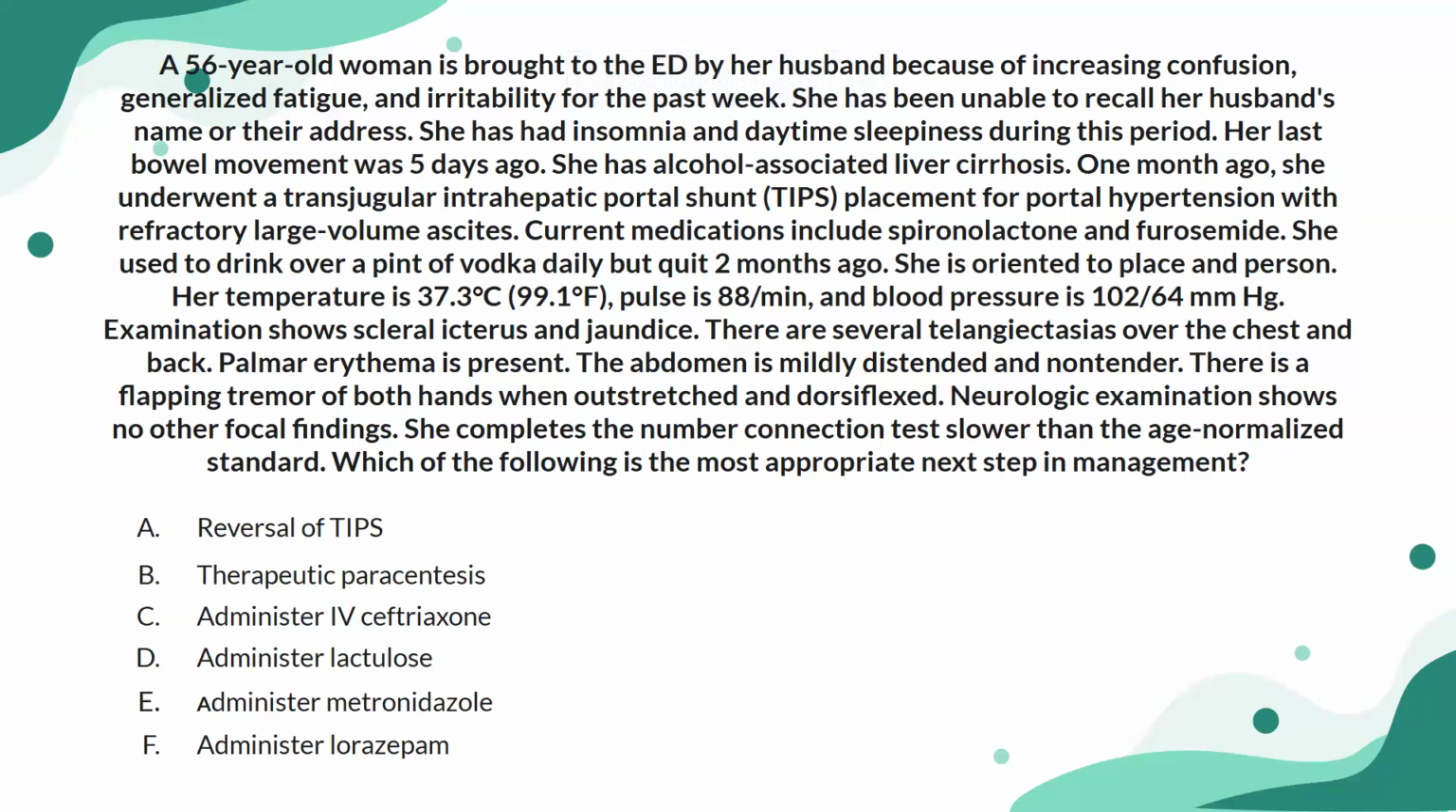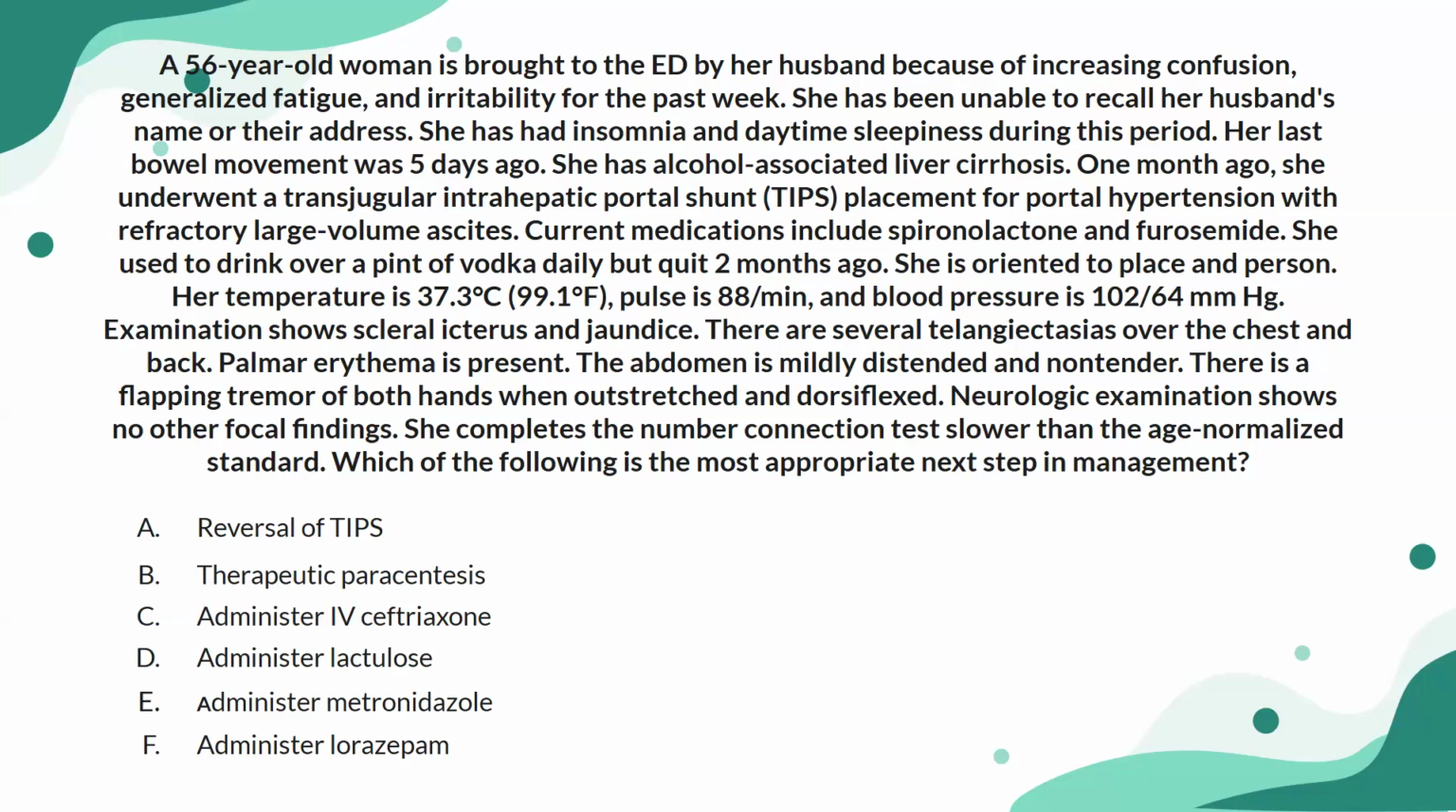1 month ago, she underwent TIPS placement for portal hypertension with refractory large volume ascites. Current medications include spironolactone and furosemide. Yeah, that's usually one of the first line medications given for this condition. She used to drink over a pint of vodka daily, but she quit 2 months ago. She is oriented to time and place. Okay, place and person. All right, not time, just place and person.